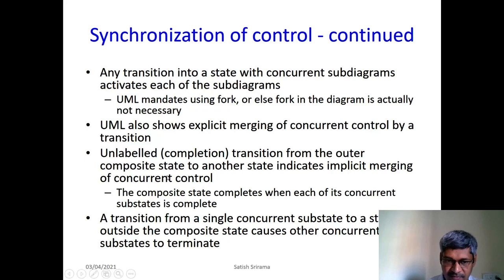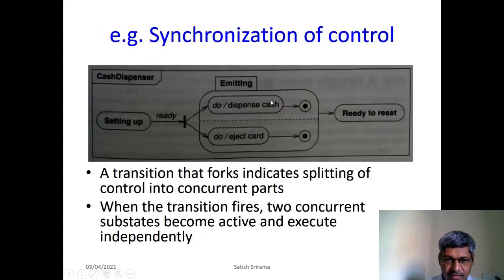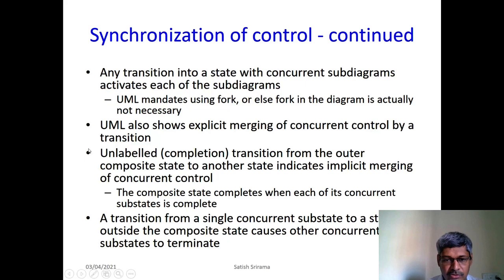But the interesting thing is, if you look at this diagram again, this transition doesn't have any label, so there is no event here. That is basically a completion transition, which we have discussed in our earlier videos. Once this activity is completed, this other transition immediately fires. So that is about the completion transition. An unlabeled completion transition from the outer composite state to another state indicates implicit merging of this sort of concurrent control.